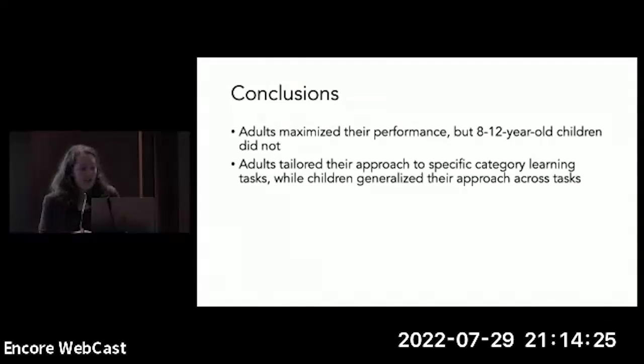We also saw that adults specifically tailored their approach to the specific challenge that they were learning, where children had this more generalized approach, where they're using similar strategies no matter what they're being asked to learn. And again, this is calling to the fact that I think that children are doing something that we might be less able to tap into. We might be less able to put that onus on them to follow our instructions exactly as we set them out to be.